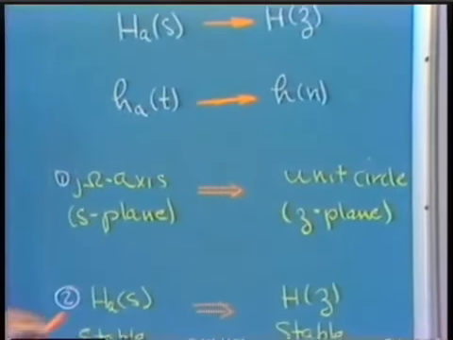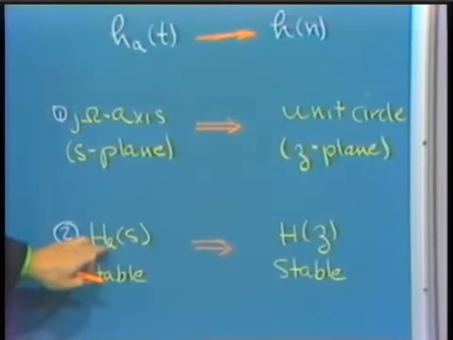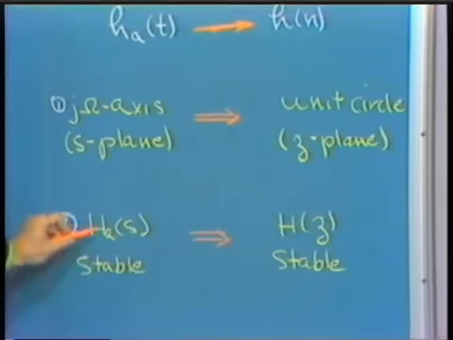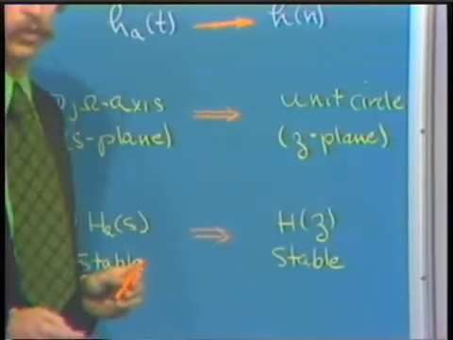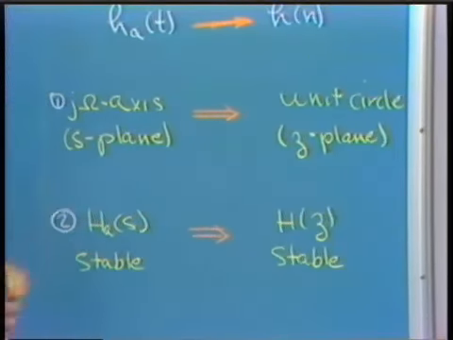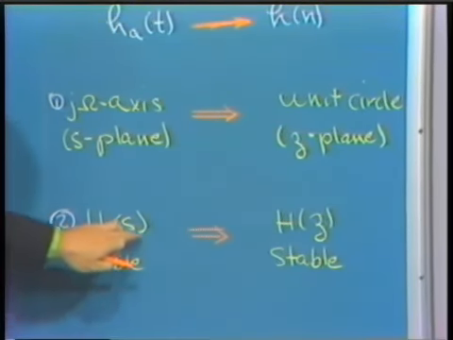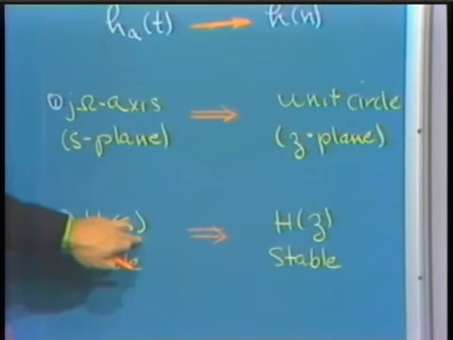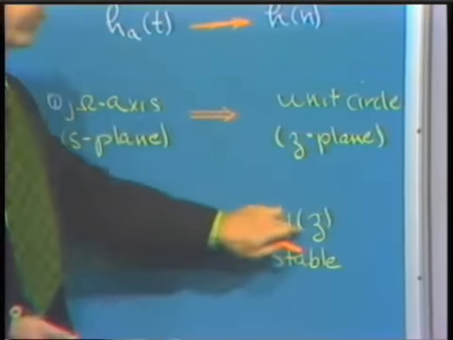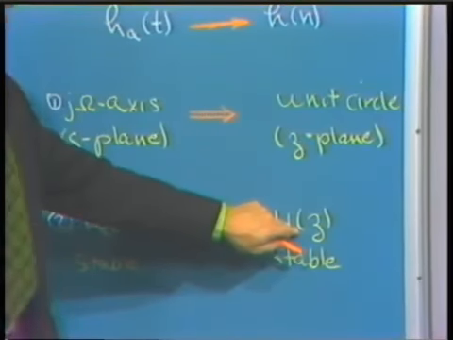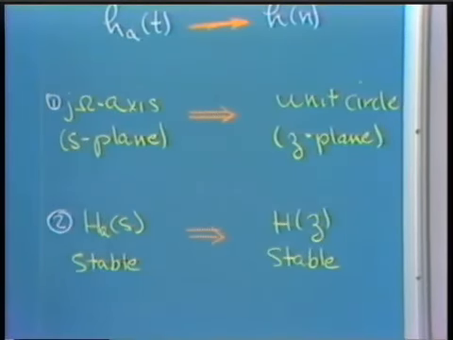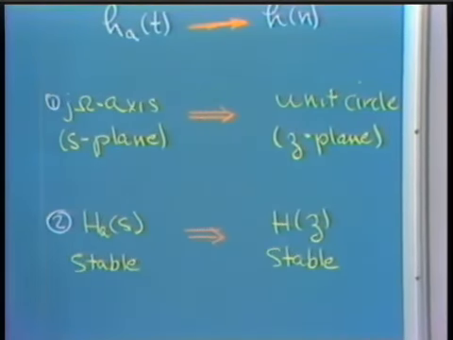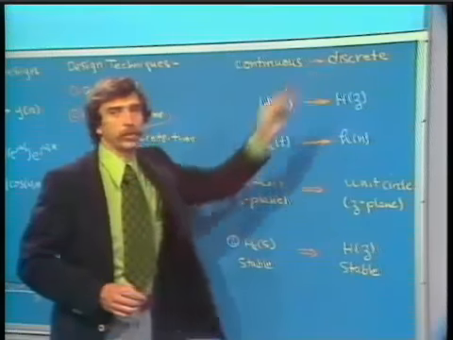And a second condition that it's reasonable to impose is that a stable analog system function map to a stable digital system function. In other words, we'd like to be confident that our design procedure is such that if we had a good analog filter and it was stable, then when we were all done, we would end up with a good digital filter that was also stable. So these then are two of the conditions that are basic to any design procedure that maps from continuous time to discrete time.